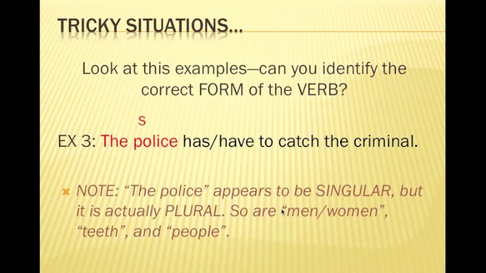Now there are other words that are also singular in appearance, but actually plural in form. For example, men and women, again, are a strong sort of noun in which you don't add an S, you just change the words. Teeth, for example, is another. And then, of course, people is the plural of person. Though you could say persons, but that's a very special situation. So in this case, the verb we would have to choose is the verb have, because that's the plural form of the verb.